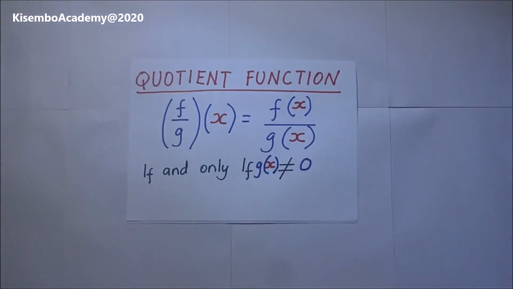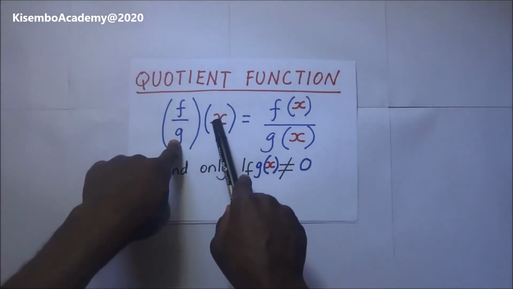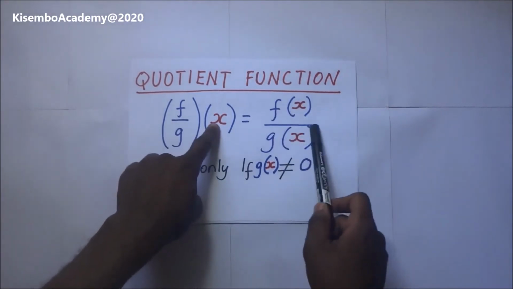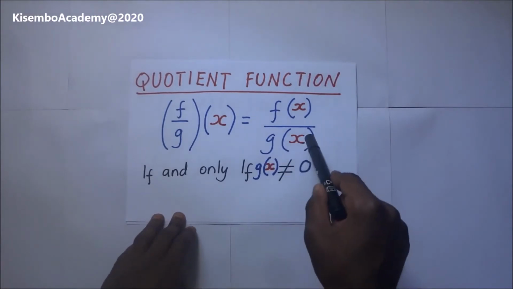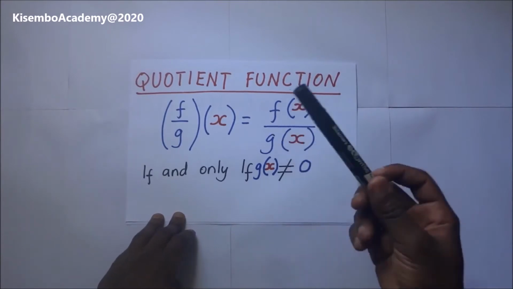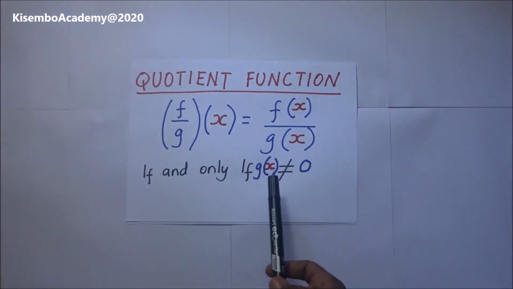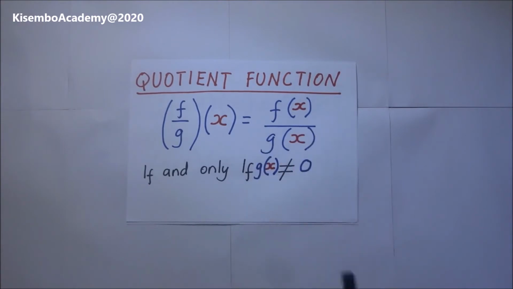Then we have what we call the quotient of functions. In this case we are dividing the functions: f divided by g, where x is the input. When we divide those two where x is the input, it's the same as saying f of x divided by g of x. But the condition here is that whatever function is in the denominator should not be equal to 0, because if it is equal to 0, the quotient of the functions would be undefined. So this is only valid when the function in the denominator is not equal to 0.